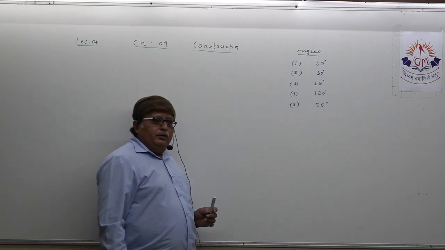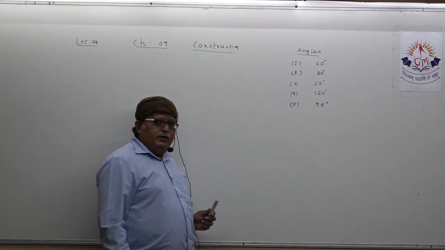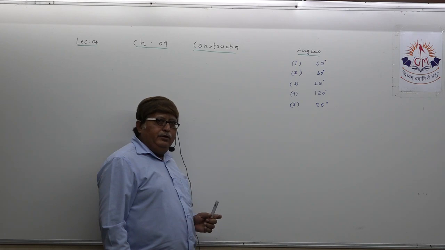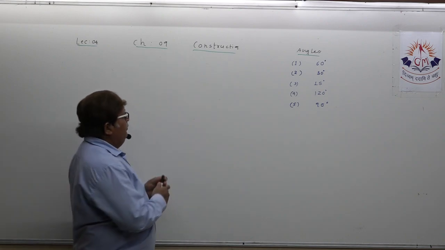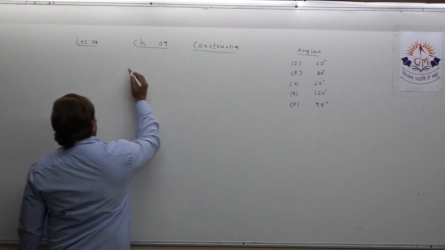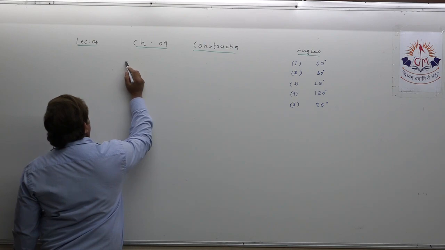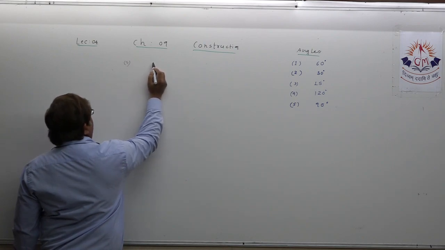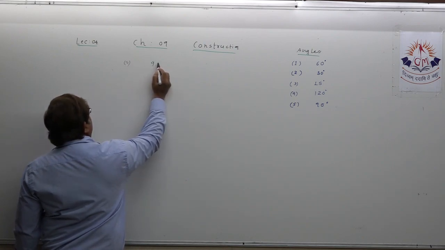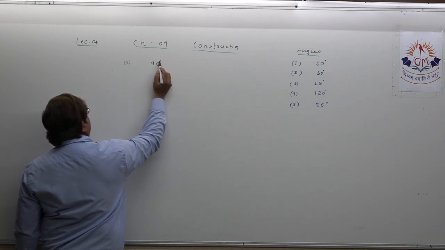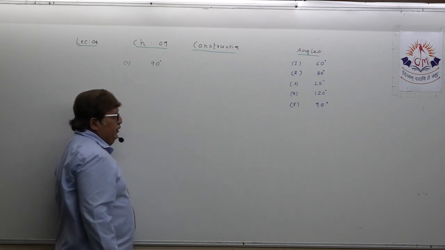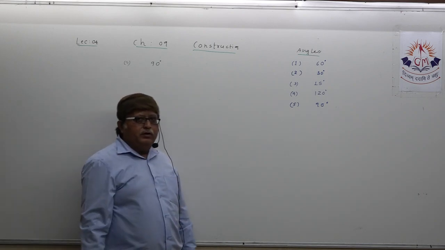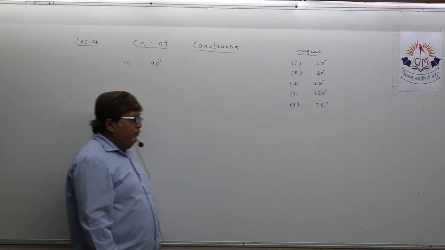So for constructing an angle of 90 degree, what we have to do again? The first, this is our construction number 5, where we are learning how to construct an angle of 90 degree just by using pair of compass as well as ruler.